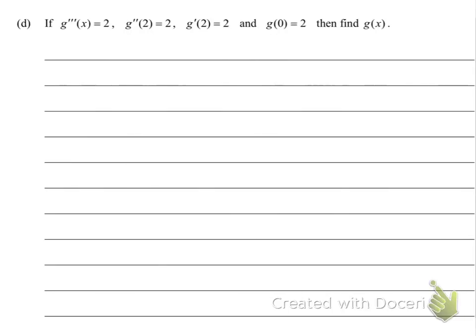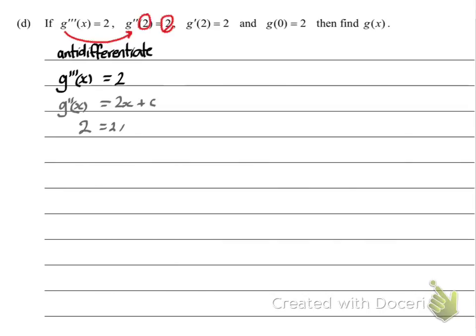For this one here, it looks complicated. Let's do it one bit at a time. You anti-differentiate to go from g triple dash x to g double dash x. So we have to add 1 to the power and divide by the new power. A number goes to an x and a constant. We have the information of 2 and 2, so you put the 2's in there and you can work out what the c value is, write out the g double dash x again. So we've done the first bit to find g double dash x.